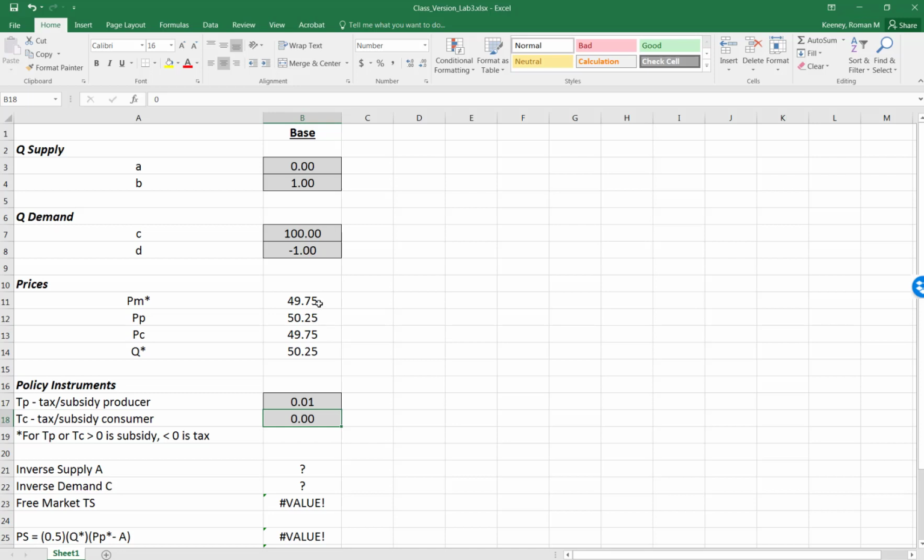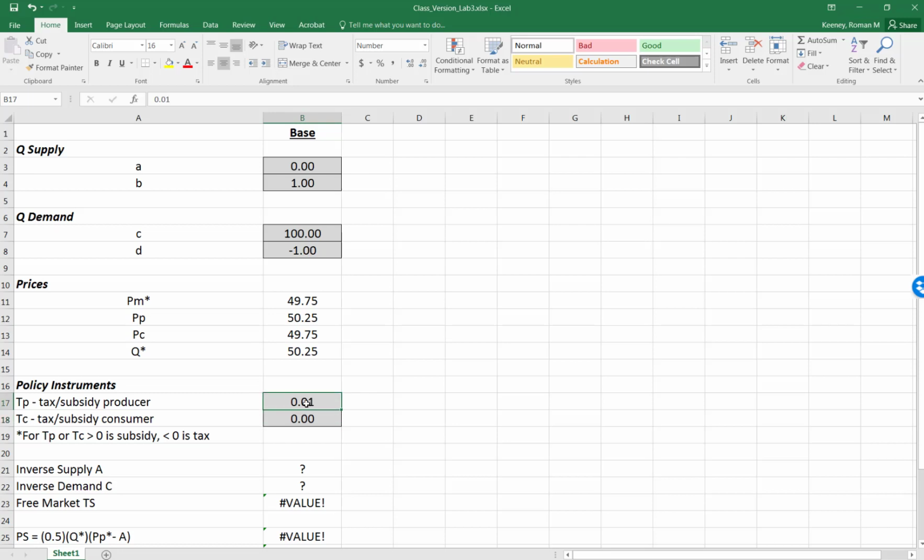Okay, so the market price is 49.75, the producer price is 50.25, and the market price tracks the consumer price because consumers don't have any policies in play, right? This is zero. That's the only way for the market price to differ from the consumer price: for us to put a policy there.